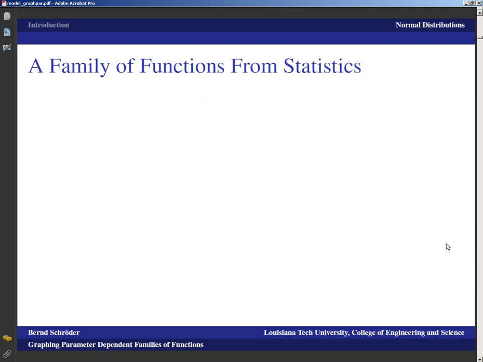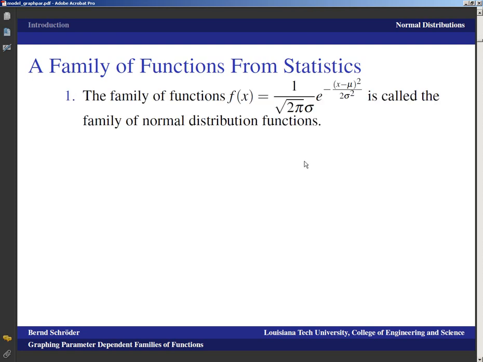Our one and only example here is a family of functions from statistics, which is the family of functions f of x equals 1 over root 2 pi sigma. The sigma is not underneath the root. E to the negative x minus mu quantity squared over 2 sigma squared. That's called the family of normal distribution functions. It has two parameters, mu and sigma, and we're going to go about analyzing this family as if you've never seen this family before, and as if you don't know the name, which I'll disclose at the end. That's because when you are given a new parameter-dependent family of functions, that's your situation.